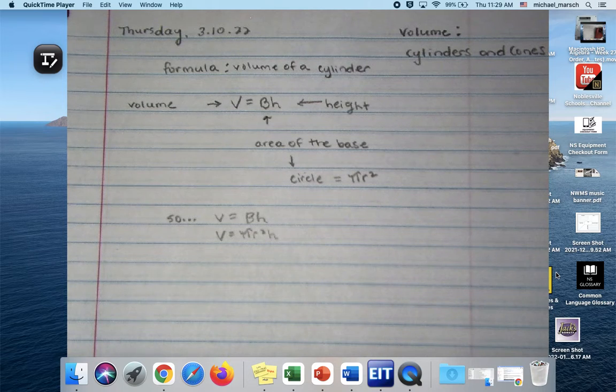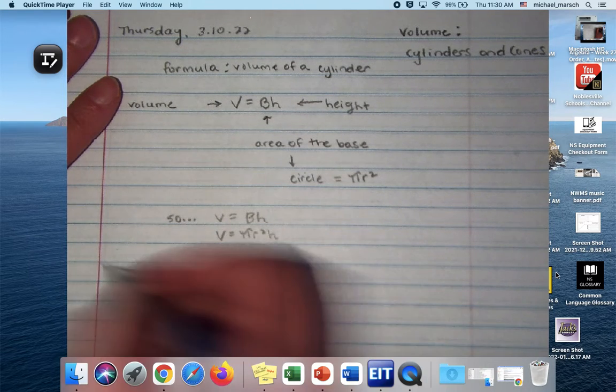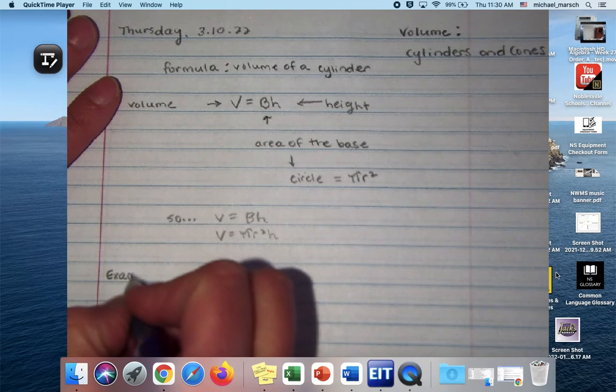So we know that to find the volume of a cylinder, we do capital B times H, which is the same as pi r squared times H. What's the R stand for? Radius. And what is the radius of a circle? Half of what? The diameter. Half of the diameter, which is the distance across, right? Circumference, that's the distance around. Okay, so we have two examples we're going to do here for cylinders.